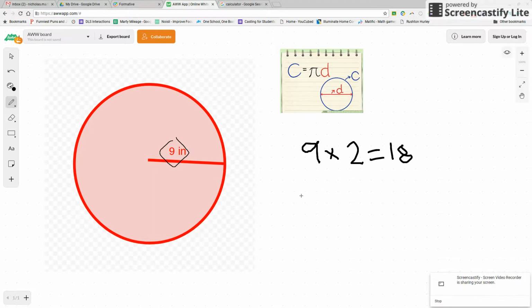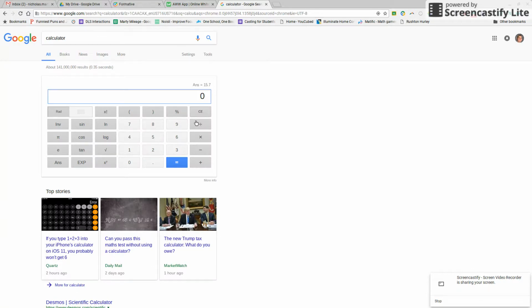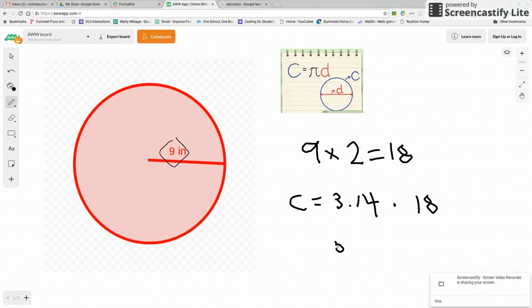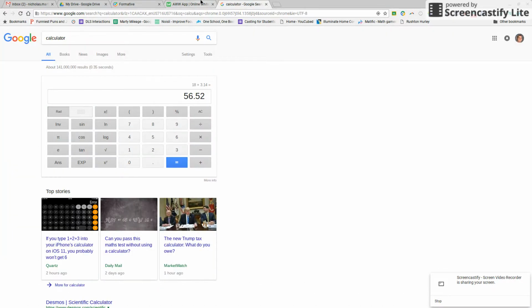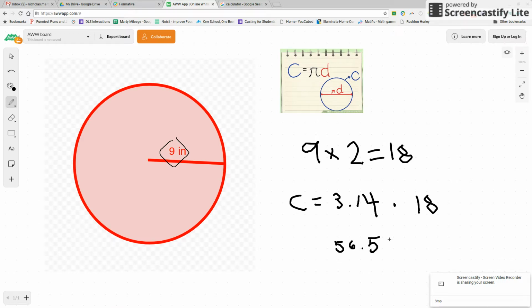Then I use my formula: circumference equals pi, which is 3.14. I'm going to multiply that by 18, because that's the diameter, after I figured out that it's double the radius. Go to my calculator. 18 times 3.14 gets me my circumference of 56.52. Just don't forget to look at your label. This is in inches because it is a measurement. There is your circumference. So just use that formula.